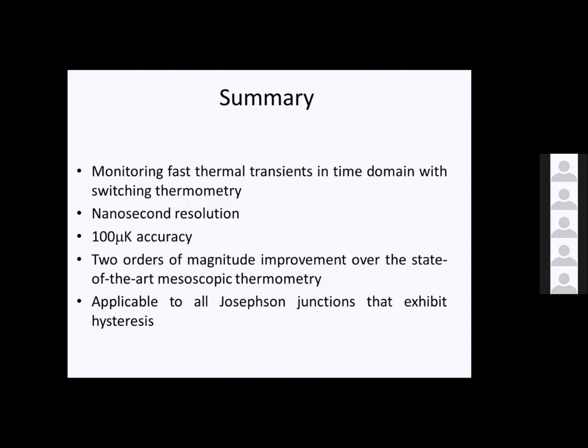Okay, so my summary. You can monitor fast thermal transients in the time domain with switching thermometry.